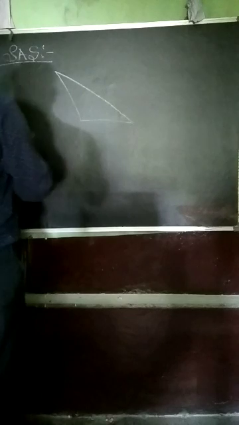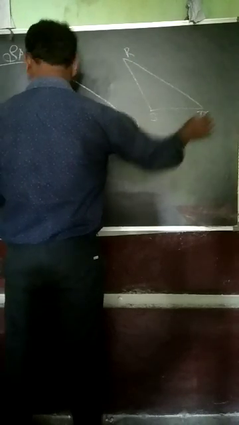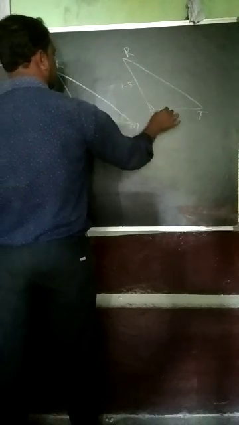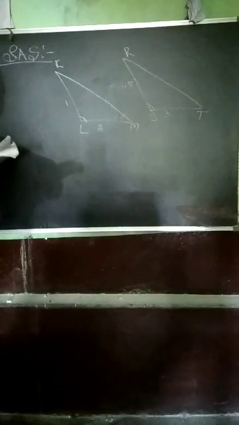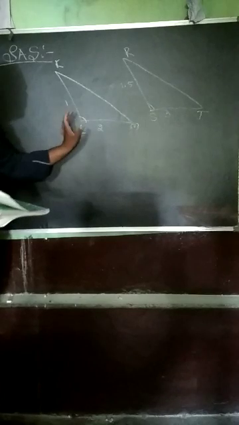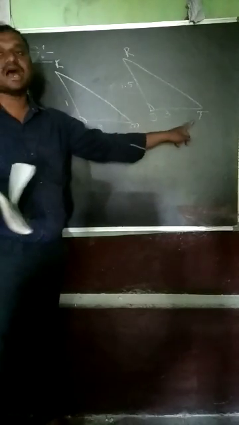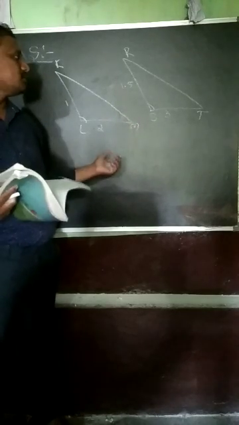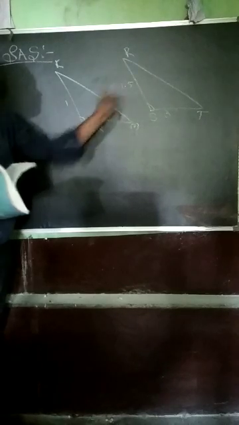See here, triangles KLM and RST, with sides 1, 2 and 1.5, 3. If two pairs of corresponding sides are in the same proportion and the angle between them, these are the two sides. See here, KL and LM are the two sides including angle L, and here also RS and ST are the sides including angle S. If angle S and angle L are congruent and the sides are proportionally equal, then these two triangles are similar.